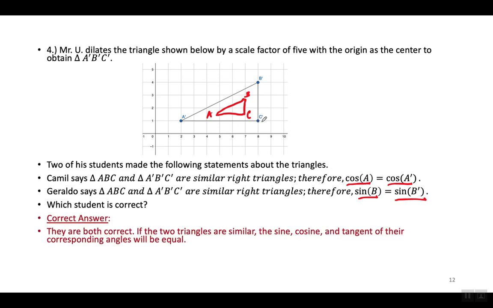They're both correct because when you do a dilation, the sides are going to be proportional and the sine and the cosine are going to be the same. When you have similar triangles, their cosine and their sine are going to be the same. And their tangent, all their trigonometric ratios are going to be the same because the two triangles are similar.